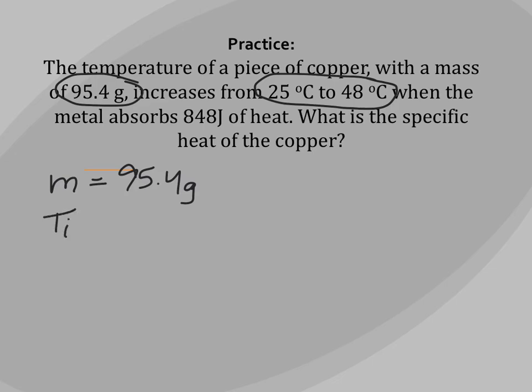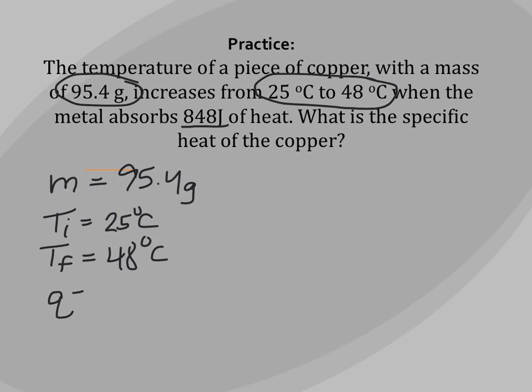Okay, so it started at initial temperature of 25 degrees Celsius. Now you don't have to worry about putting these in Kelvin instead of Celsius because we're just taking the subtraction between them, the difference between them. So degrees Celsius is fine. By the way, it ended at 48 degrees Celsius, so that is good. That means that'll be our final temperature. And the metal absorbs 848 joules of heat.